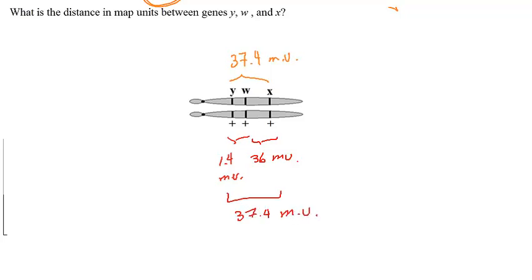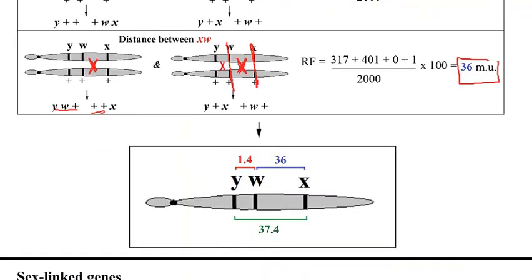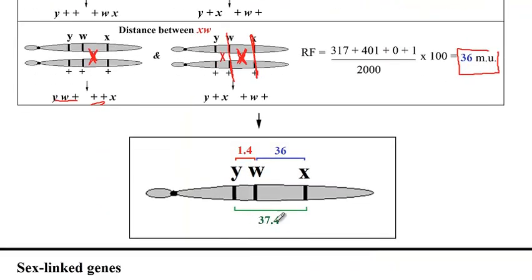Okay, and here is the redrawn distance that I've just shown you. 37.4 was the distance between Y and X. 36 was the distance between W and X, and 1.4 was the distance between Y and W.